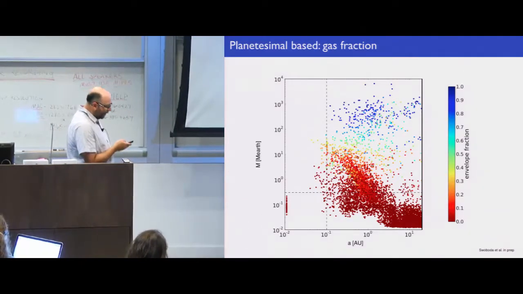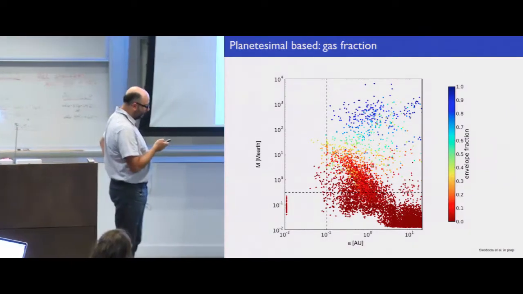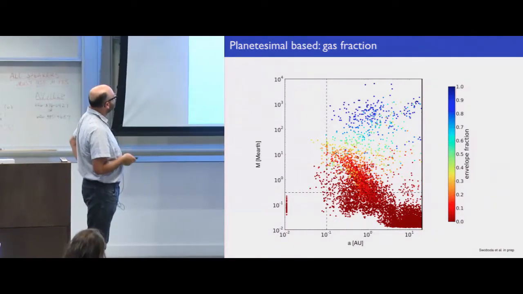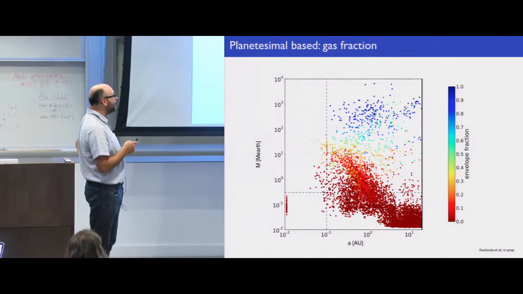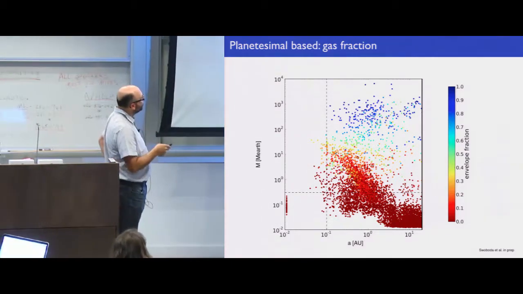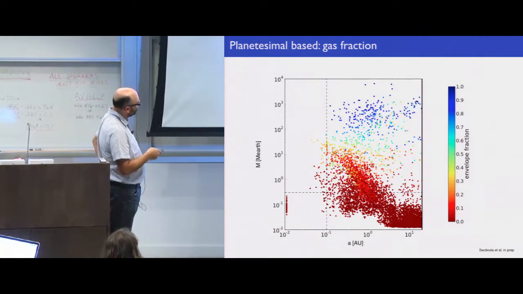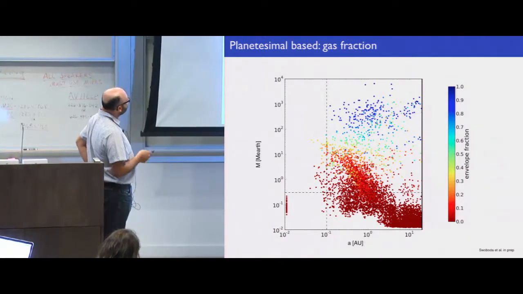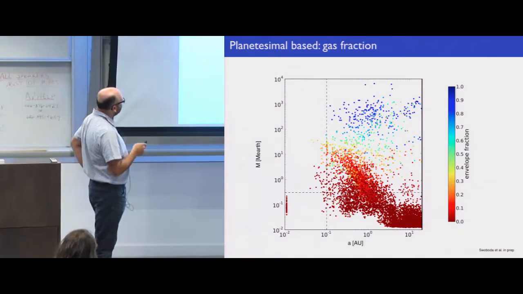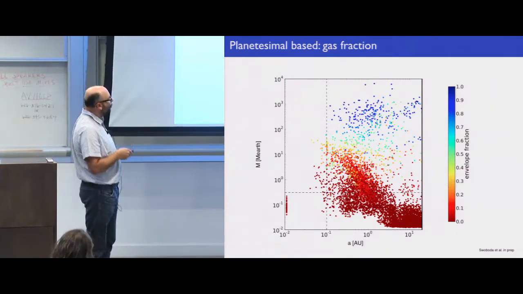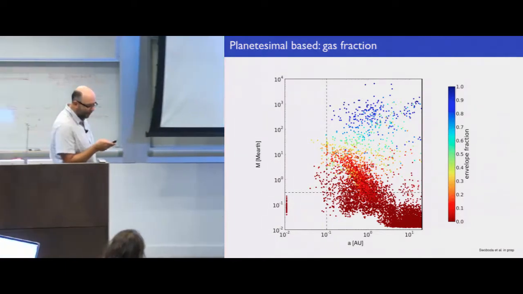So now, this is just one example of a result of such a model. Again, mass, semi-major axis, and now the color code is the fraction of gas in the planet. Blue means gas giant, and red is like terrestrial planets. So this is typically the kind of population that we obtain. What is interesting is that you see a huge diversity of planets, which is also what is observed.